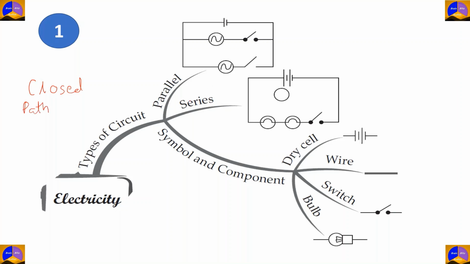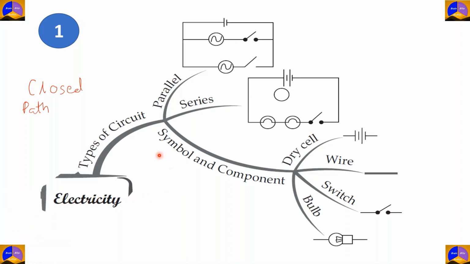A parallel circuit contains electrical components such as bulbs in parallel to the battery or the source of power. In a series circuit, the electrical components such as resistors, bulbs, etc. are connected together in a series. Now, a circuit or a closed path is represented in various symbols and components.